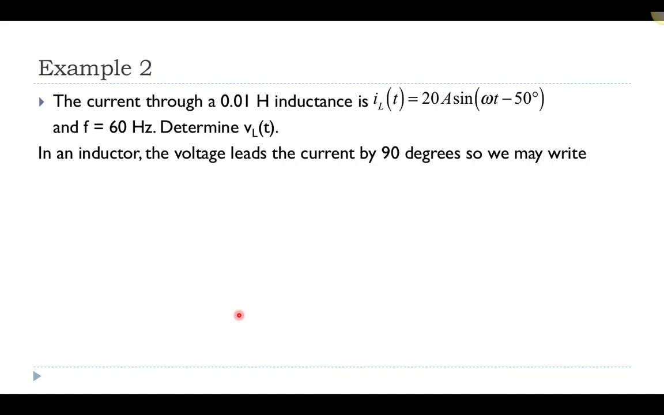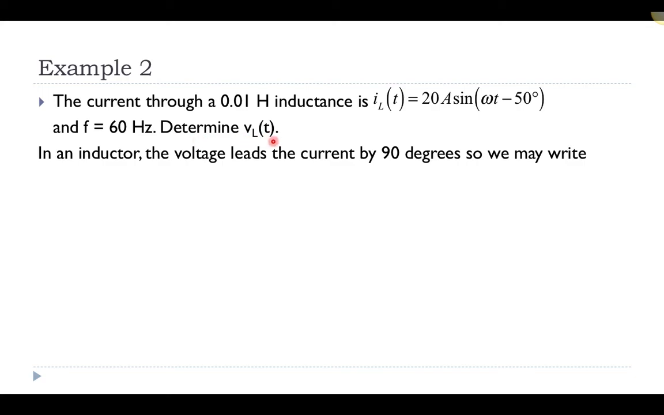Suppose that we knew the current through an inductor, and the inductor has an inductance value of 0.01 Henry, and that the current flowing through that inductor is 20 amps sine omega t minus 50 degrees, so it has some phase shift to start with. In this particular case, we actually have to know the frequency at which this source or this current is oscillating, because the reactance in the circuit, the amount the inductor resists the flow of electricity, depends on how the source is vibrating. What is that frequency? We'll talk a little more about that in a second.